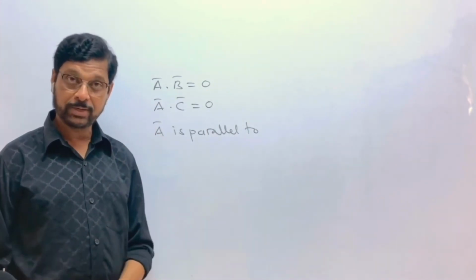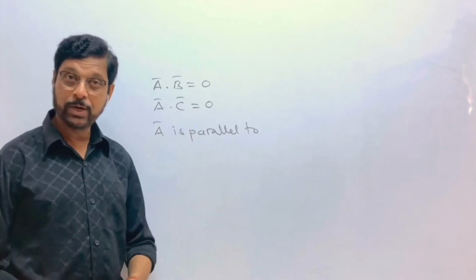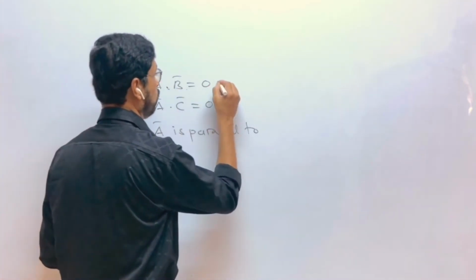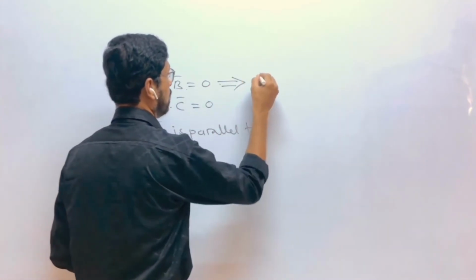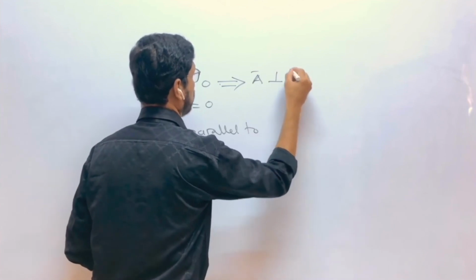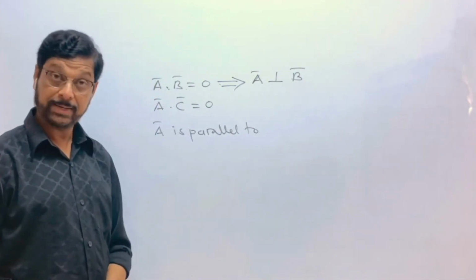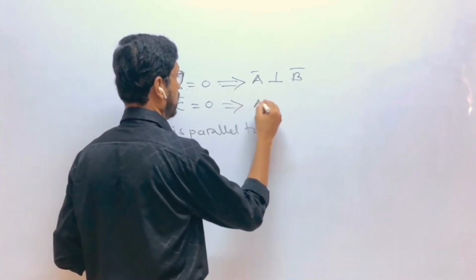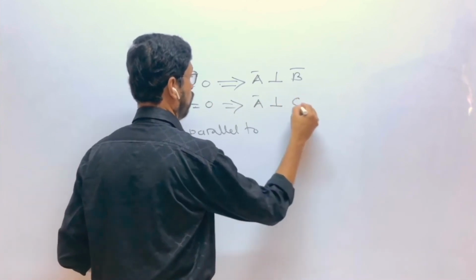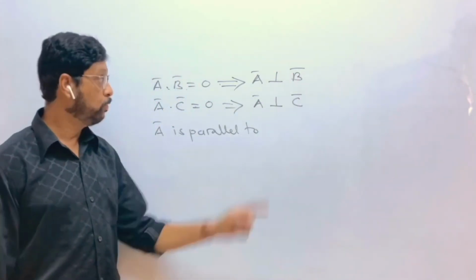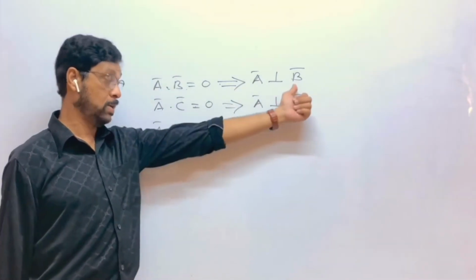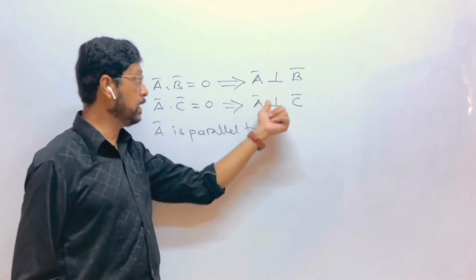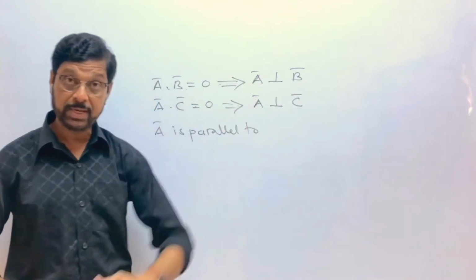Characteristics of dot product. If 2 vectors are perpendicular to each other, their dot product is 0. So A dot B is 0. This implies that vector A is perpendicular to vector B, right? A dot C is also equal to 0, means vector A is perpendicular to vector C. So vector A is perpendicular to both B and C. It cannot be parallel to B or parallel to C. Vector A is perpendicular to both the vectors B and C.